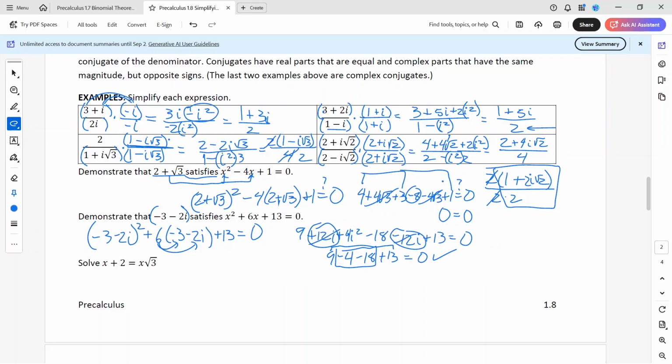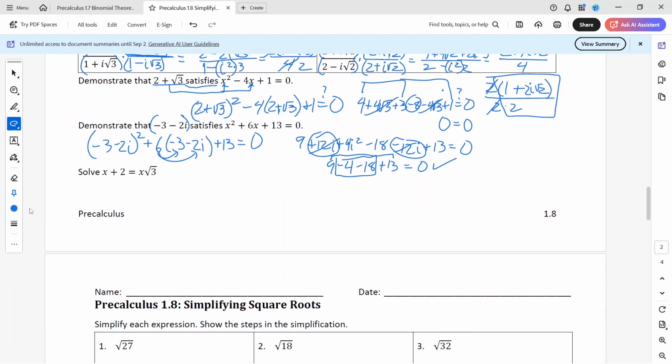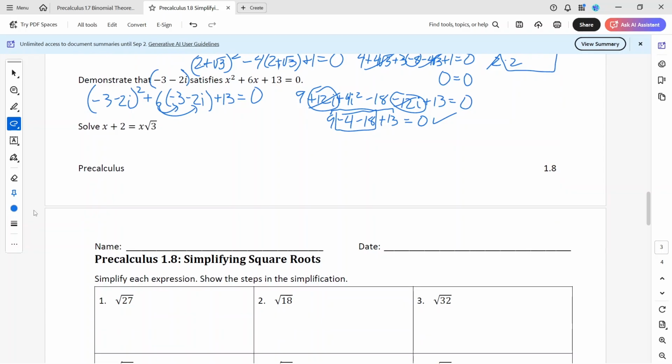So that's what it means to demonstrate that it satisfies, not to solve the equation. And there's a simple way to solve both those equations that is not the quadratic formula, and that's where we're coming to very soon.